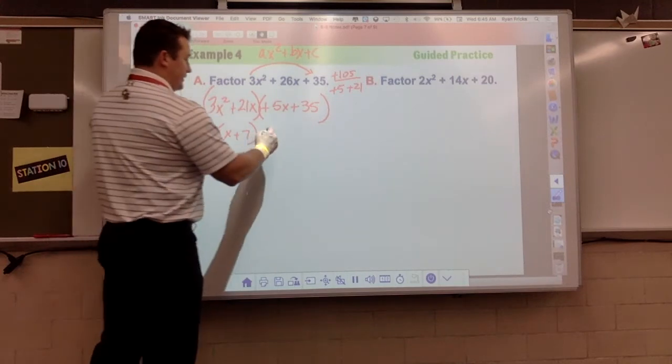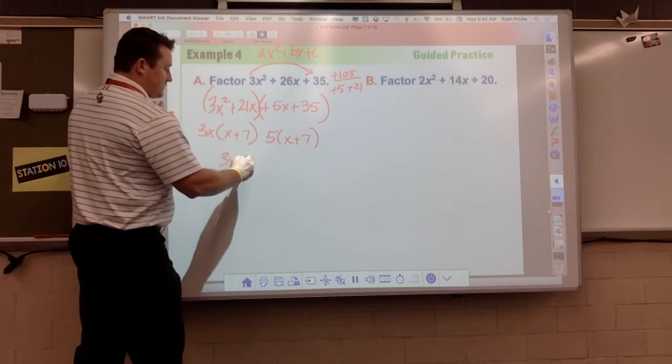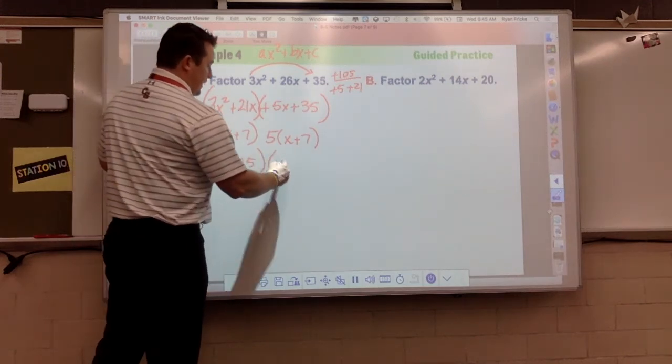I'm going to factor out a 5 here. This will also turn into x plus 7. So 3x plus 5 and x plus 7.